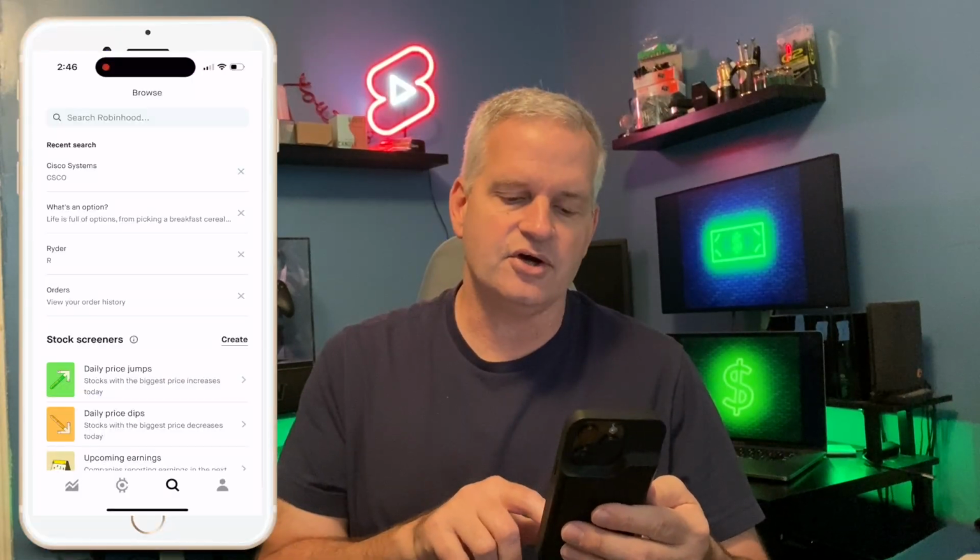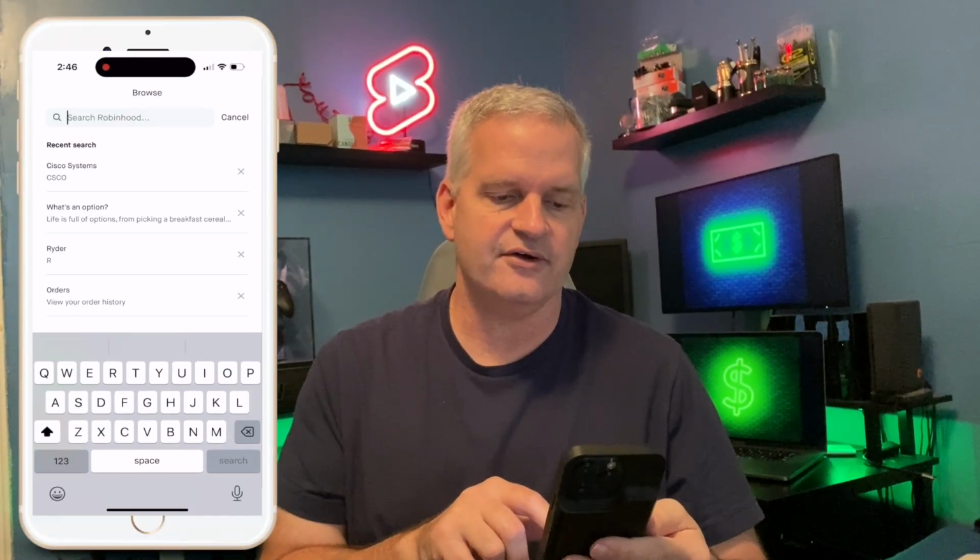The first thing you need to do is open a Robinhood account, and then you need to make sure you're enabling options trading. You may have to apply for it and explain your experience with trading because there are certain risks involved with options that are a little more risky than stocks. Then you're going to go into the search area.